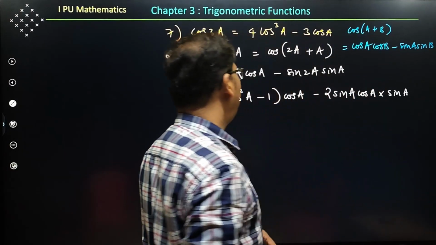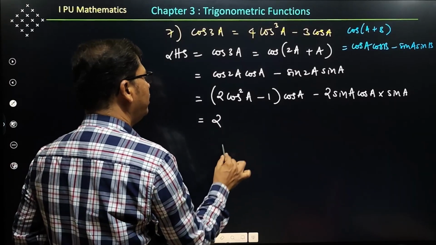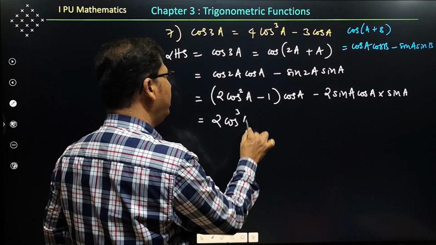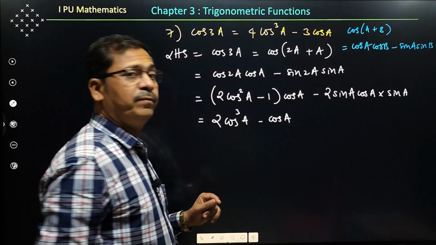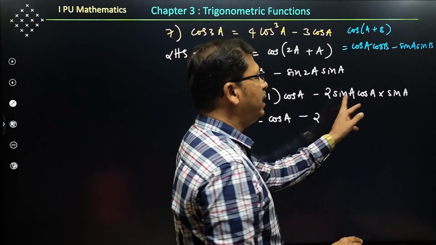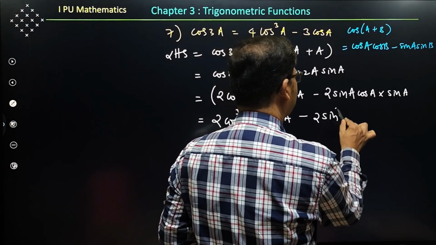Okay, it is the time to multiply cos A inside. This is going to be 2 into cos square A into cos A leads to cos cube A, minus cos A into 1 is cos A. Next, minus 2 into sin A into sin A, sin square A.